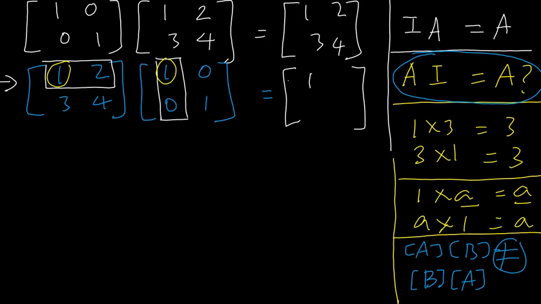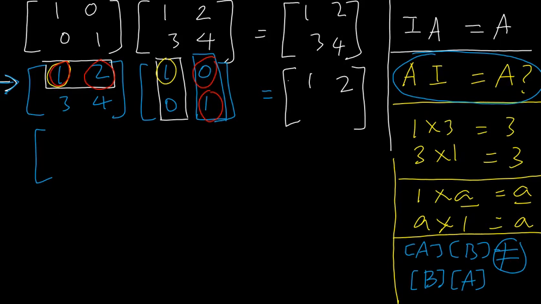Okay, so the next one, this first row, now you multiply with the second column. With the second column, what do you get? 1 times 0 is 0 plus 2 times 1 is 2. So 0 plus 2 you'll get 2. Wow, we are very close to the same matrix.